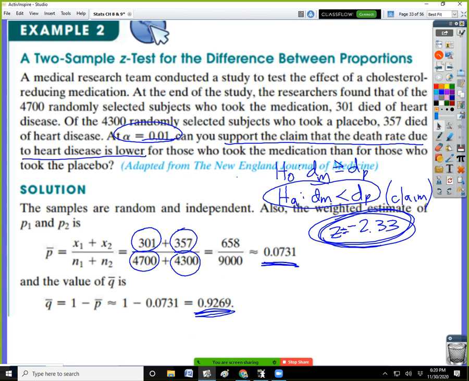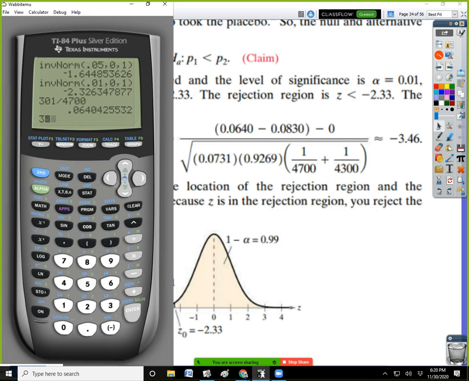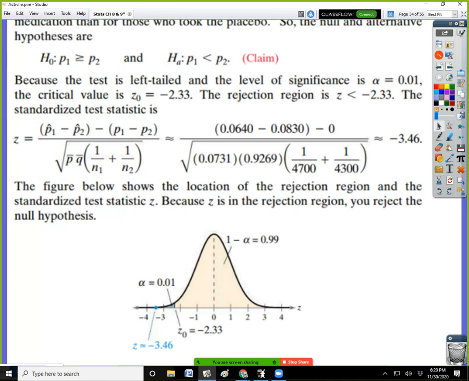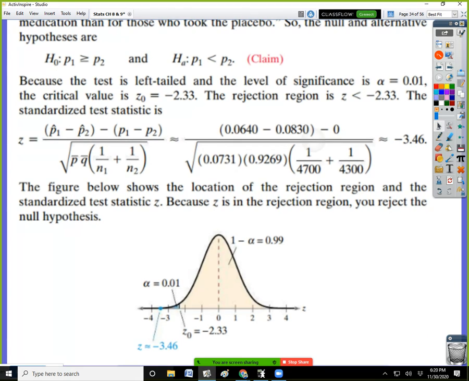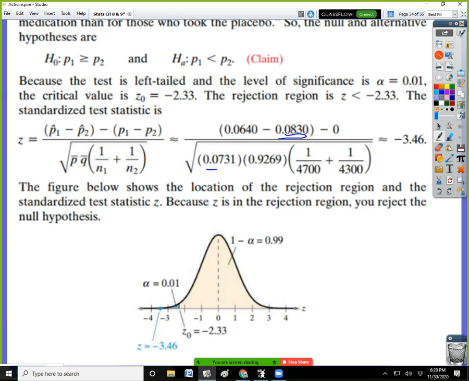And then, what is it? 357 out of 4,300. 357 out of 4,300 is our 0.083. So that's where we get that number from. Okay, now our P is from the other page, our 0.07 and our 0.9269. So that's what goes right there.